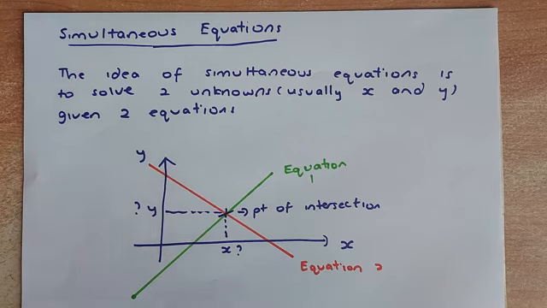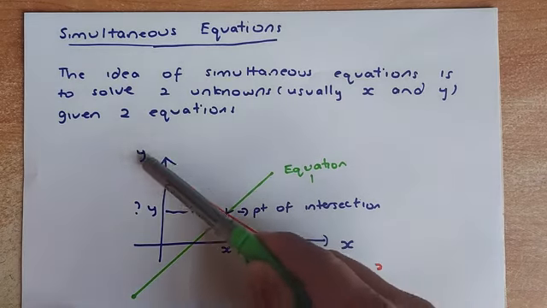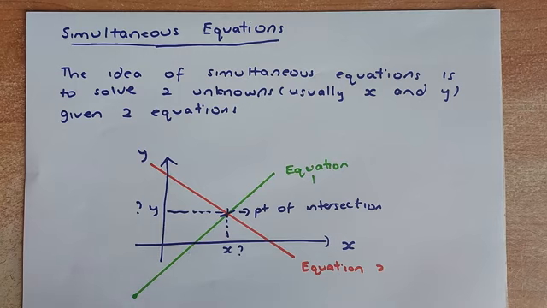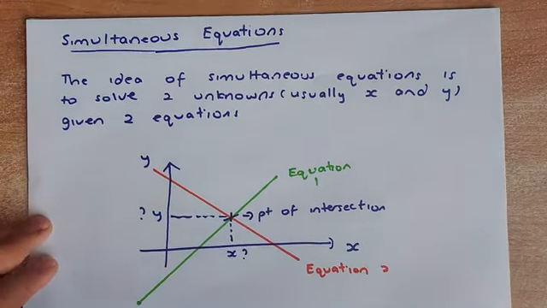So for example, the first equation might be this line here in graphical form, and equation 2 is this one, and the objective is to find the point of intersection. What is the value of x and what's the value of y? So in other words, in simultaneous equations, you have to find both the values of x as well as y. Okay, we shall look at some examples now.